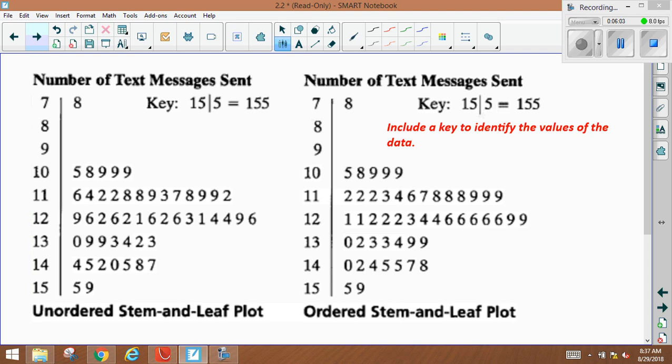This is important. You have to include a key, all right? Including a key is like including labels on a graph, right? It's absolutely necessary. If you don't label graphs, they're not right. And so a key is absolutely necessary.